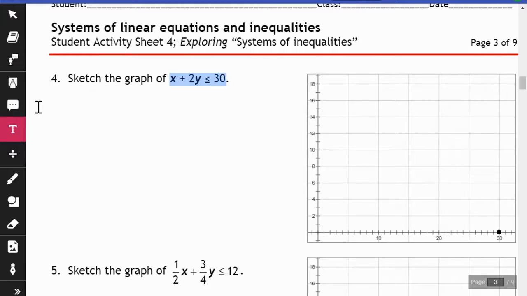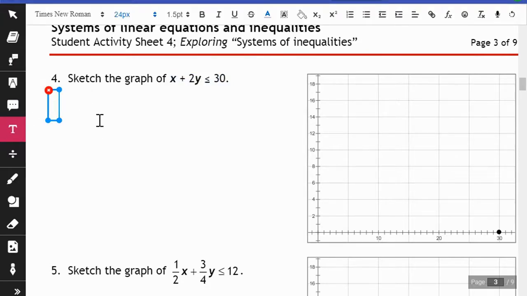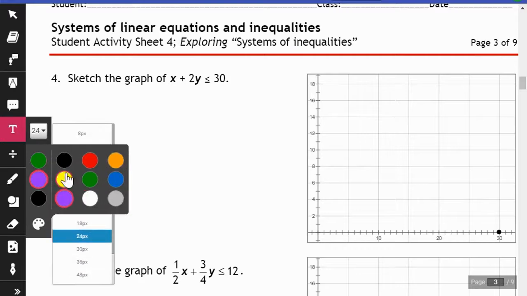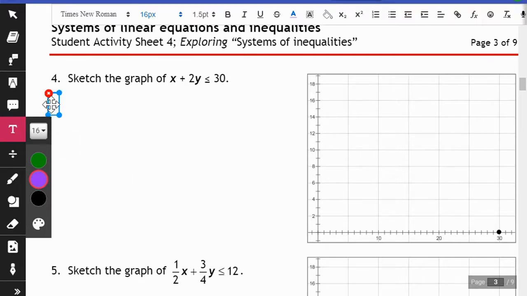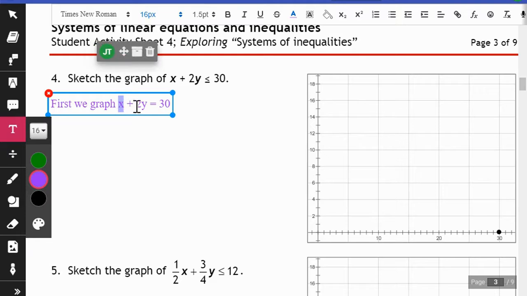So our steps are to first graph. We're going to graph the equation x plus 2y equals 30. We're going to find all the places where Desmond's going to work 30 hours. So we want the hours to add to 30. So you can have 28 and 1 or whatever else, right?